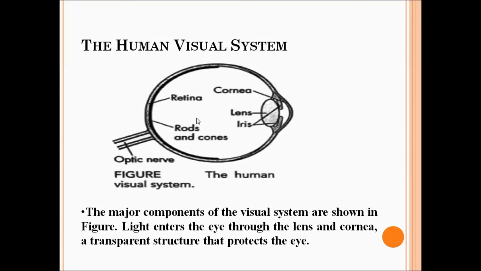Next in physical imaging systems is the human visual system. You can see the diagram here. What are the components of the human visual system? Optic nerve, retina, rods and cones, cornea, lens and iris. Now I'm going to explain the procedure. Light enters the eye through the lens and cornea. The cornea is a transparent structure that protects the eye.